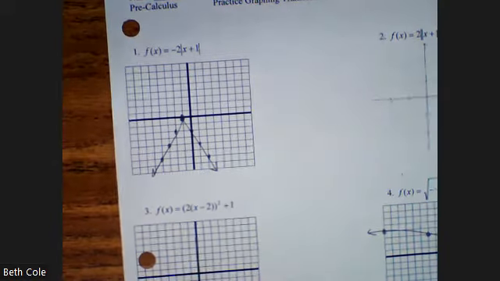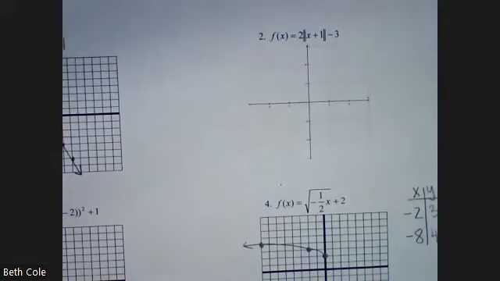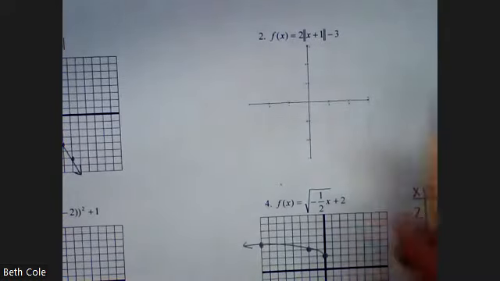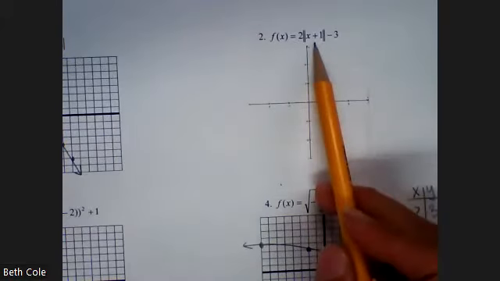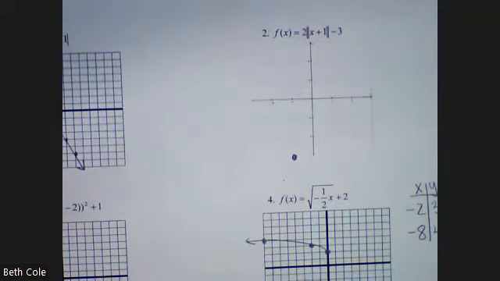Cool. What is this parent function? Good, and you're using the good vocabulary. It's going to look like steps. How did it shift? Left 1, good. Down 3. So you're going to go left 1, down 3, put a point. That is where your first step is.